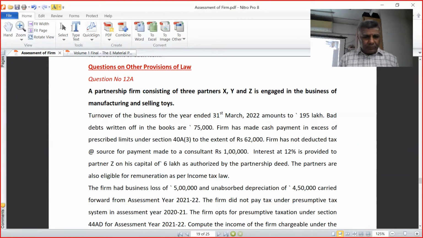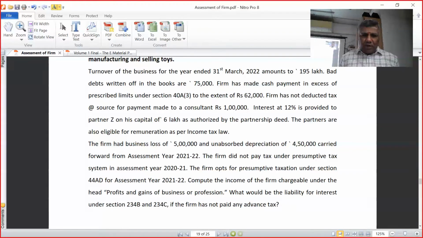as authorized by the deed. Partners are also eligible for remuneration. The firm had a brought forward business loss of 5 lakhs, unabsorbed depreciation 450. The firm did not pay tax under the presumptive system till last year. The firm opts for the presumptive system in the current year. Compute the income of the firm chargeable to PGBP. What would be the liability for interest under 234B and 234C if the firm has not paid any advance tax? Read.